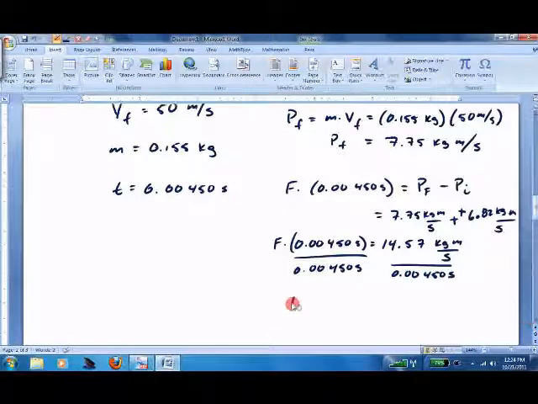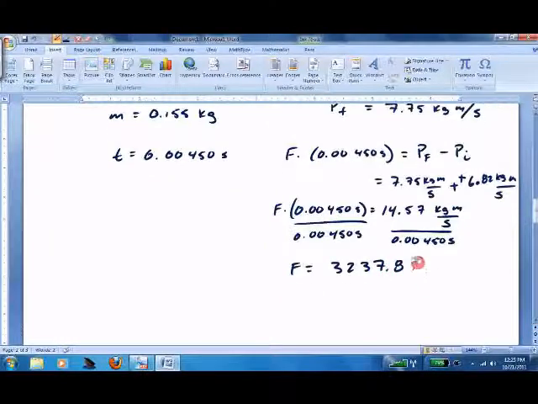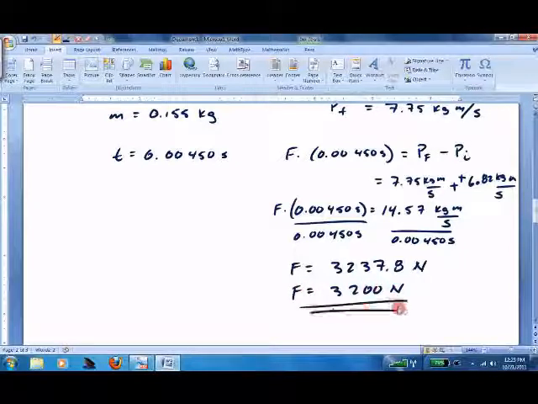And the force is equal to, wow, 3237.8 newtons. Let's round that to 3,200 newtons. So, got to put a lot of force on that ball.